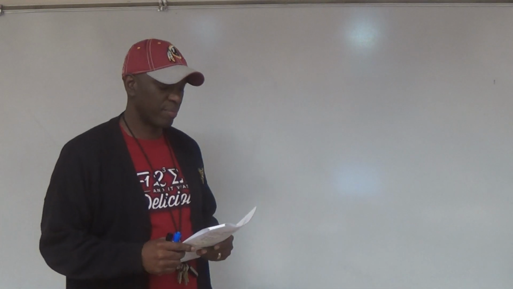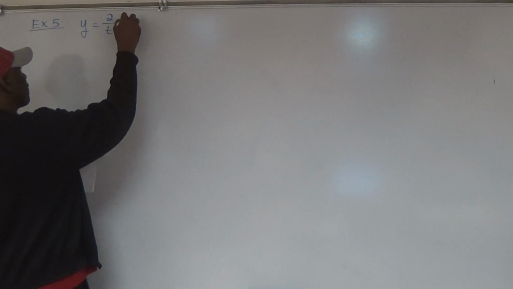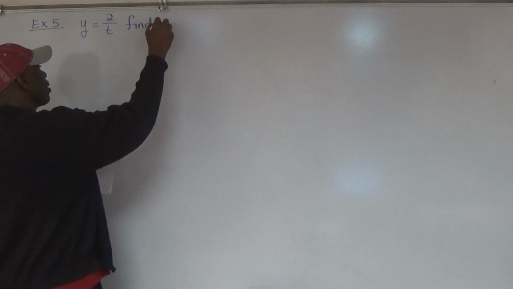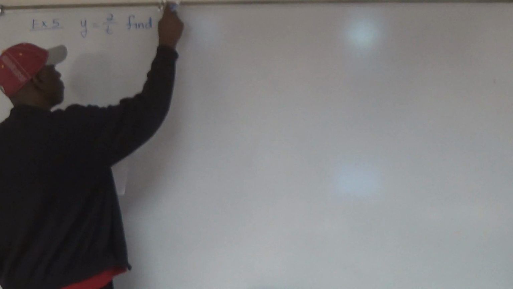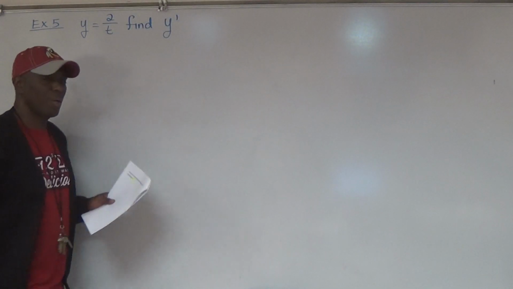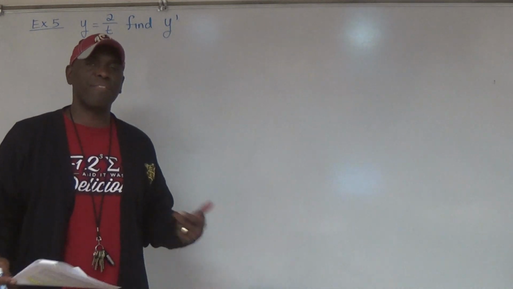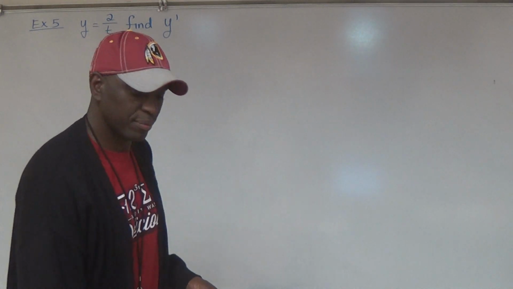All right. Find the derivative with respect to t. Example 5. Y equals 2 divided by t. Find y prime. Y prime is another way of saying find the derivative of y.